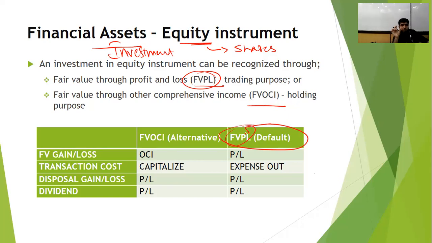So always remember, if the examiner has given a hint that the company purchased ordinary shares of X company for trading purpose, it means you are going to apply fair value through P&L. Or if the question states that the company has purchased ordinary shares of another company for holding purpose, it means we are going to apply fair value through OCI. Number two, if it is written default assumption, it means we are going to apply fair value through P&L. If the question states alternative treatment, it means we will apply fair value through OCI.